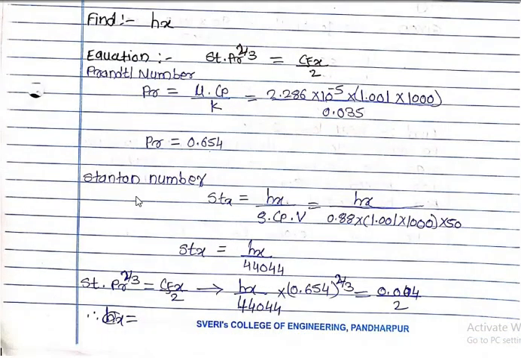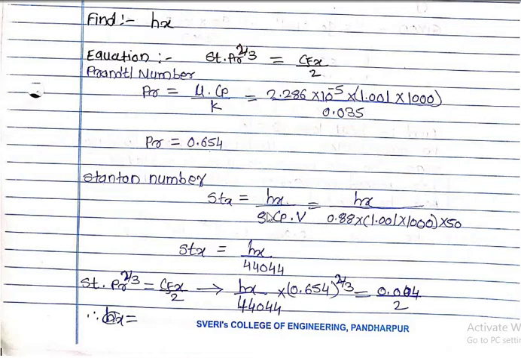Then the Stanton number. Local Stanton number is given as St suffix x equal to h suffix x divided by rho Cp V, where St suffix x is the local Stanton number, h suffix x is the local heat transfer coefficient, rho is the density, Cp is the specific heat, and V is the velocity. So we have to find out this Hx.